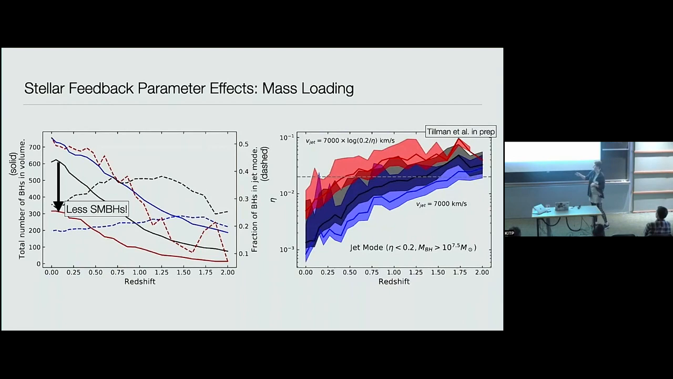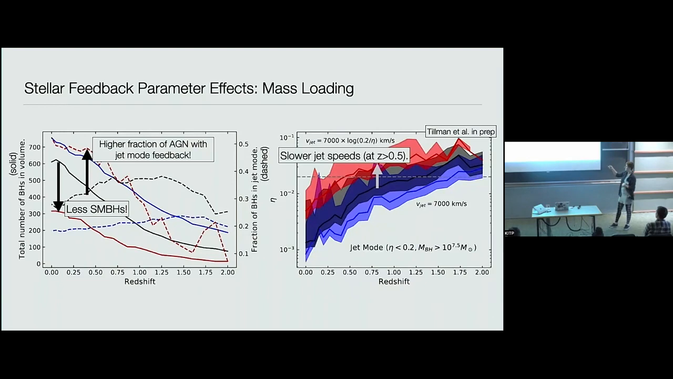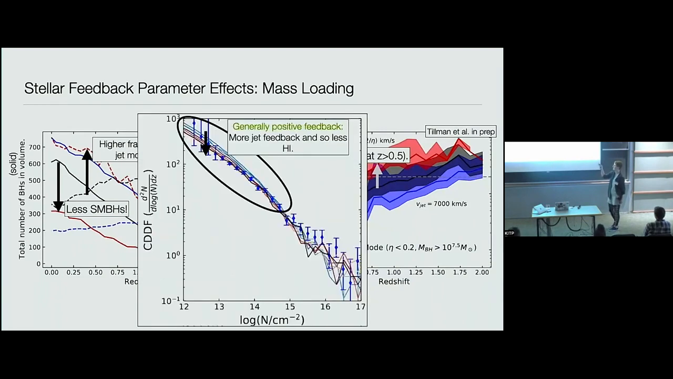So the first thing you see is that as we increase the stellar feedback mass loading parameter, there are fewer supermassive black holes in the simulation. This is important. Fewer supermassive black holes, less feedback. That makes sense. But more of those black holes are actually accreting in the jet mode, so they're producing more jet feedback, even though there are fewer supermassive black holes. But we have slower jet speeds. All of this adds up to a complicated scenario, which ends up being a generally positive feedback, where the stellar mass loading factor means more jet mode feedback, which means less neutral hydrogen. So the mass loading actually increases the jet feedback's ability to remove neutral hydrogen from Lyman alpha forest pores.